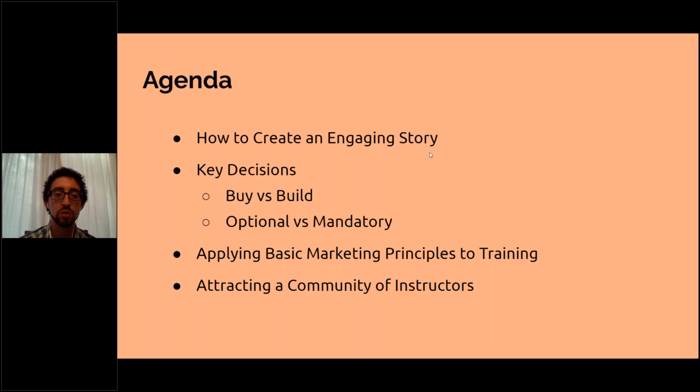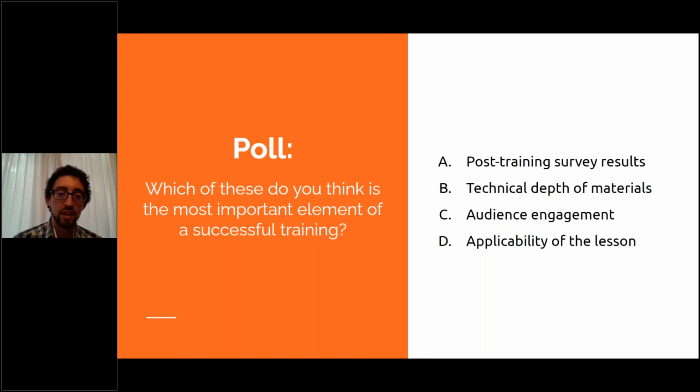So it's really broken down into 4 topics. First was how to create an engaging story. Really, how do we keep our audience interested and aware of what we're doing? Key decisions. Two that have come up frequently in my career were buy versus build and optional versus mandatory. Applying basic marketing principles to training. Especially if you're going that optional route, how do you get people to actually come to and take your training? And lastly, attracting a community of instructors. On that one, I've only got a couple of short points to make, but I think they're very important. So let's dive in.